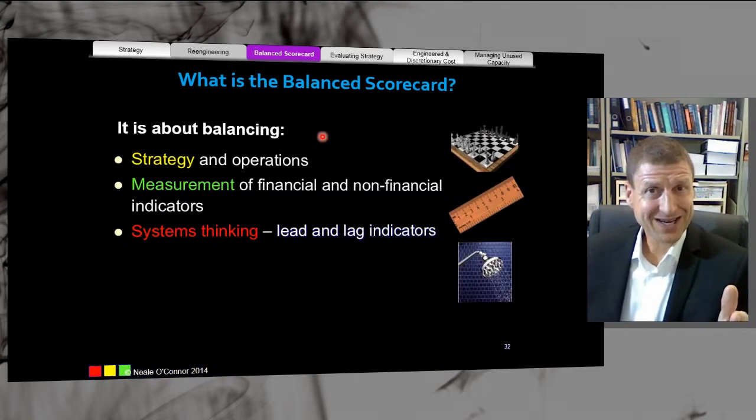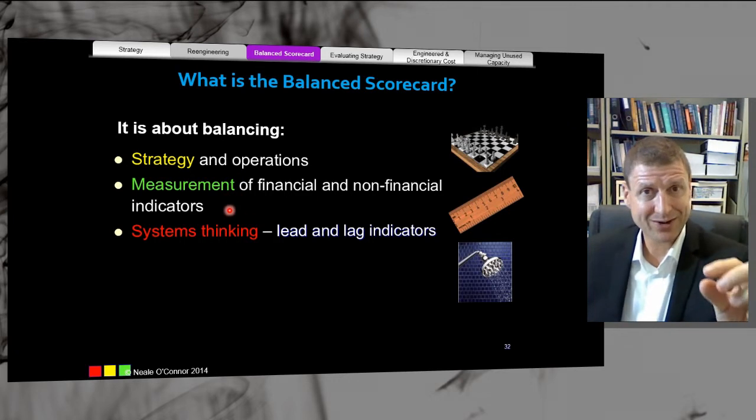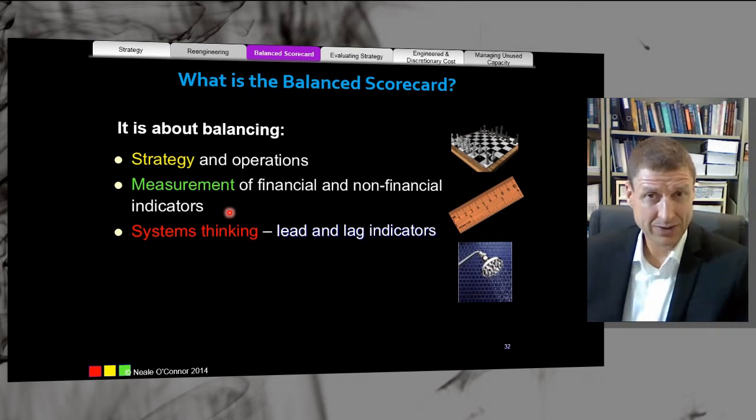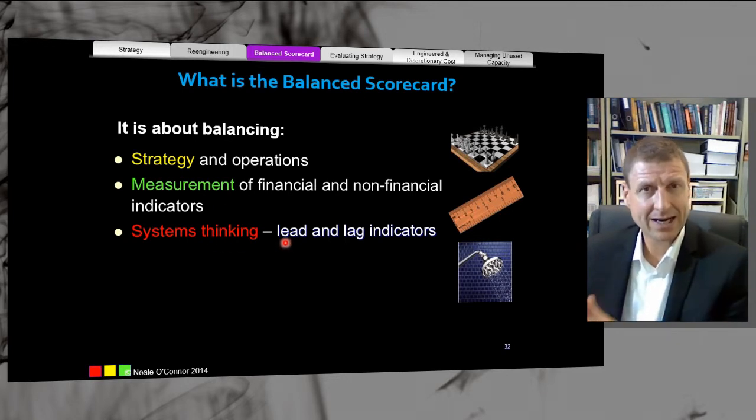The Balanced Scorecard is about balancing strategy and operations, measurement of financial and non-financial. So we know that the financials are up the top, but non-financial measures are in there to indicate what the customer is thinking, how the internal processes are going, and how the learning and growth is developing in the organization. And systems thinking, that is lead and lag indicators.